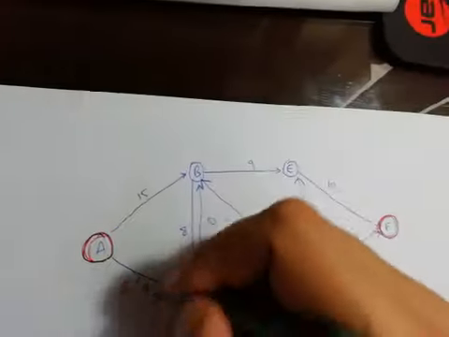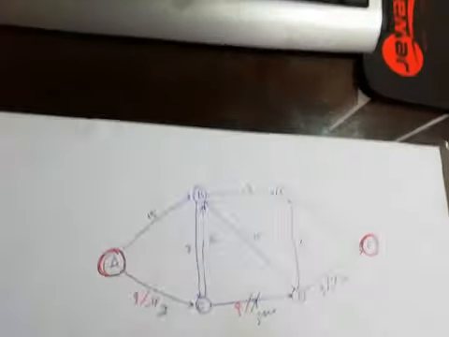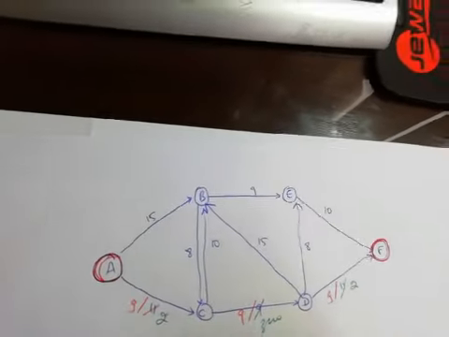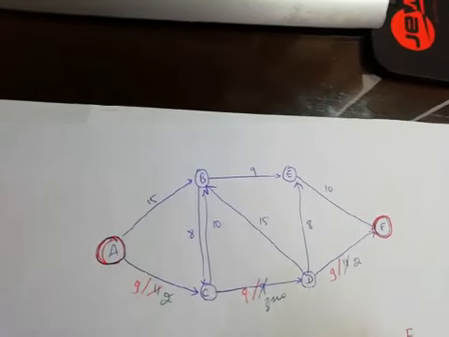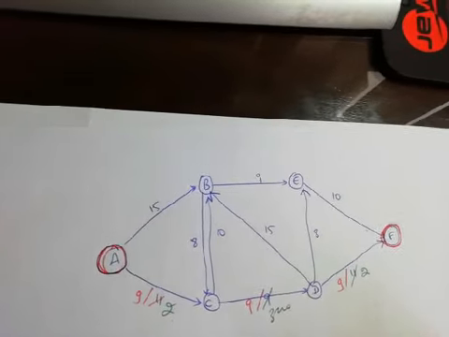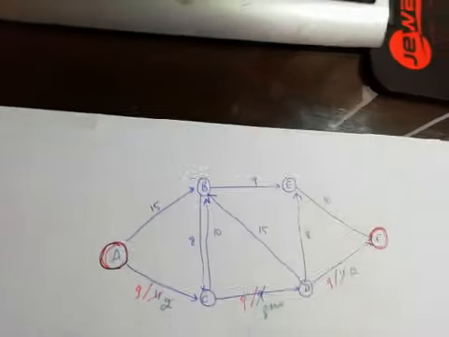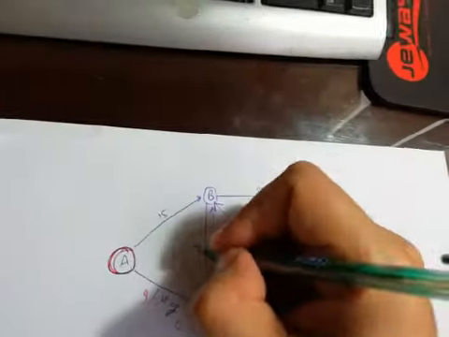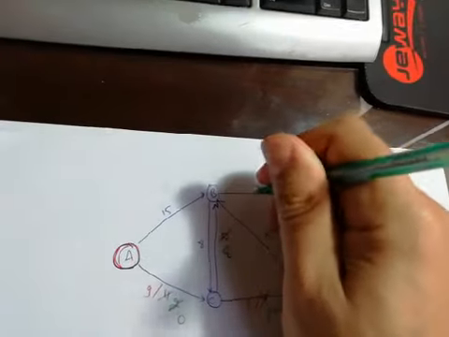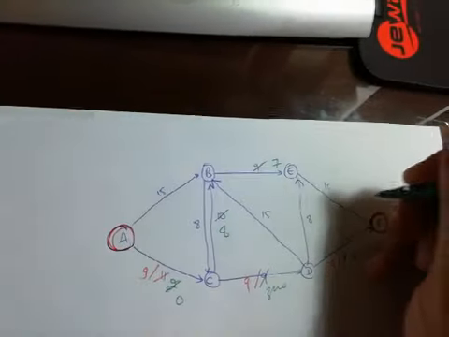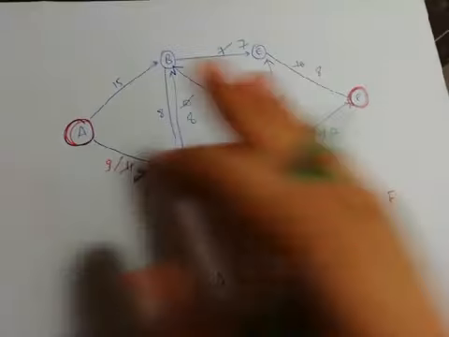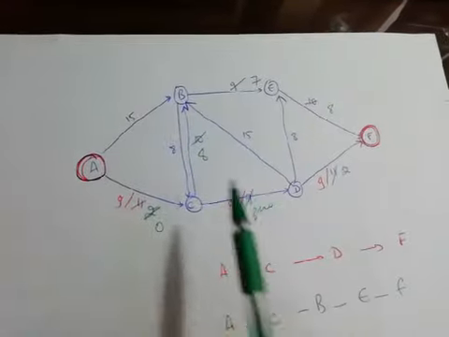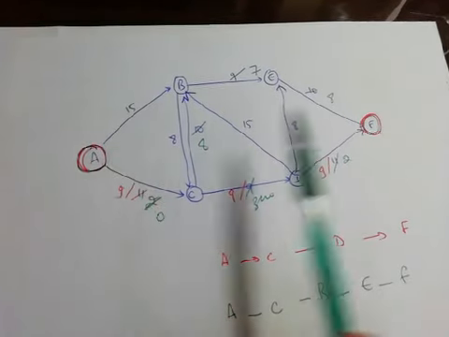So if we do another line, for example, A, C, B, B, E, and E, F. So we could send here 0, and this one will be 8, and the remaining here is 7, and this one will be 8. Okay, so in this way we have sent all the units as a maximum flow between A and F.